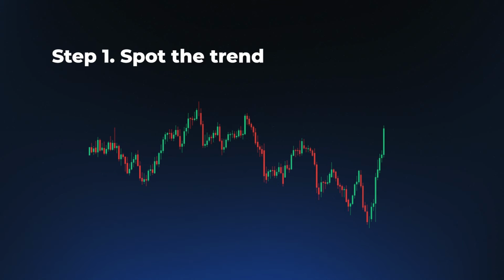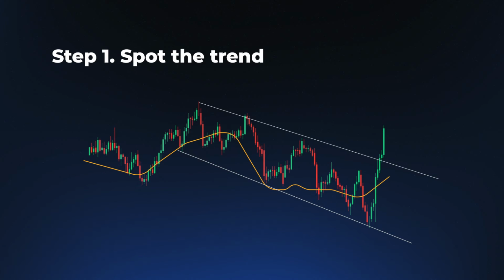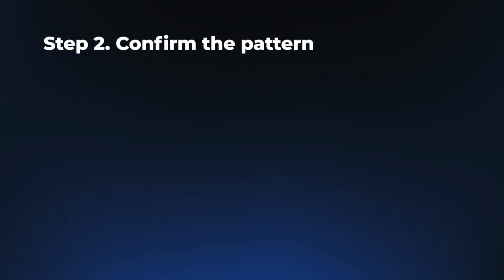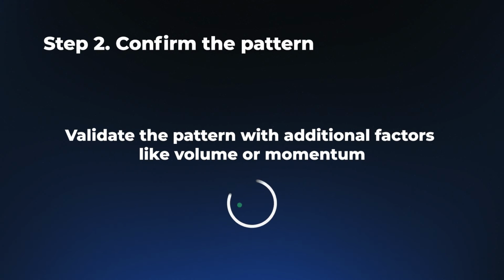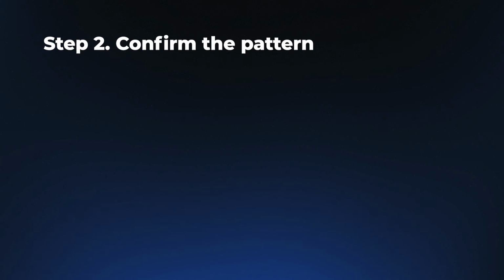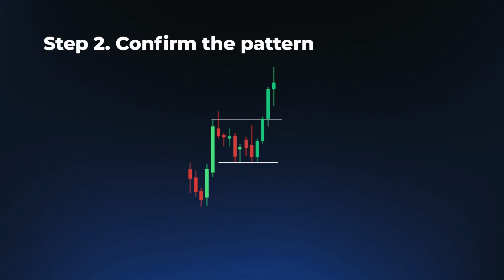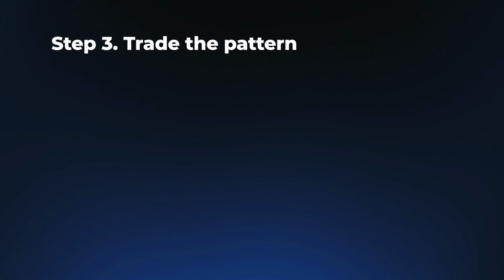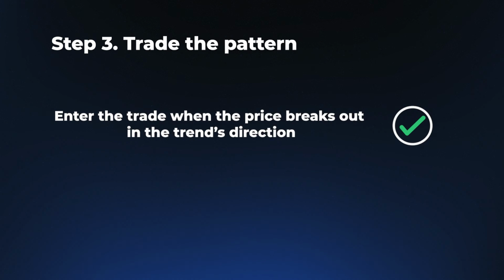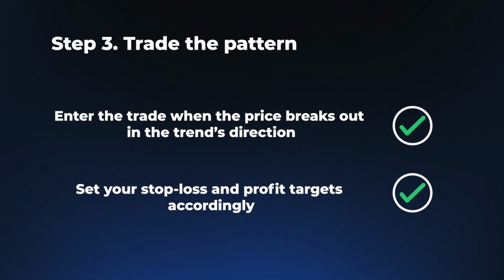First, determine if the market is in an uptrend or downtrend using indicators like moving averages or trend lines. Step 2. Confirm the pattern. Validate the pattern with additional factors like volume or momentum. For example, in a bullish flag pattern, you should see lower volume during the consolidation phase and higher volume on the initial upward move. Step 3. Trade the pattern. Enter the trade when the price breaks out in the trend's direction. Set your stop loss and profit targets accordingly.